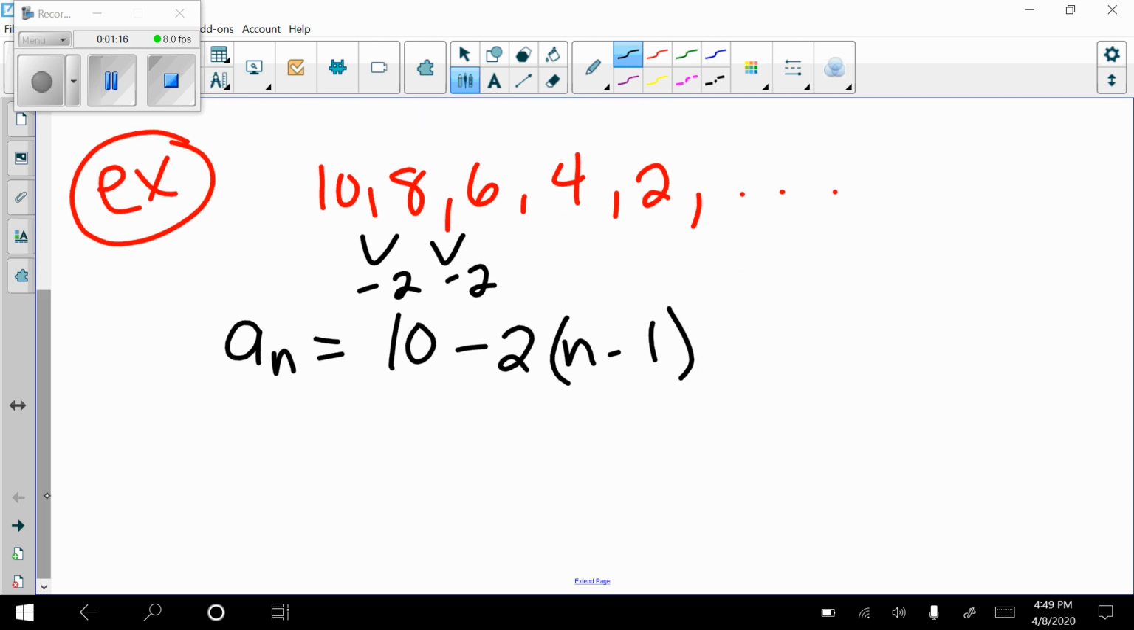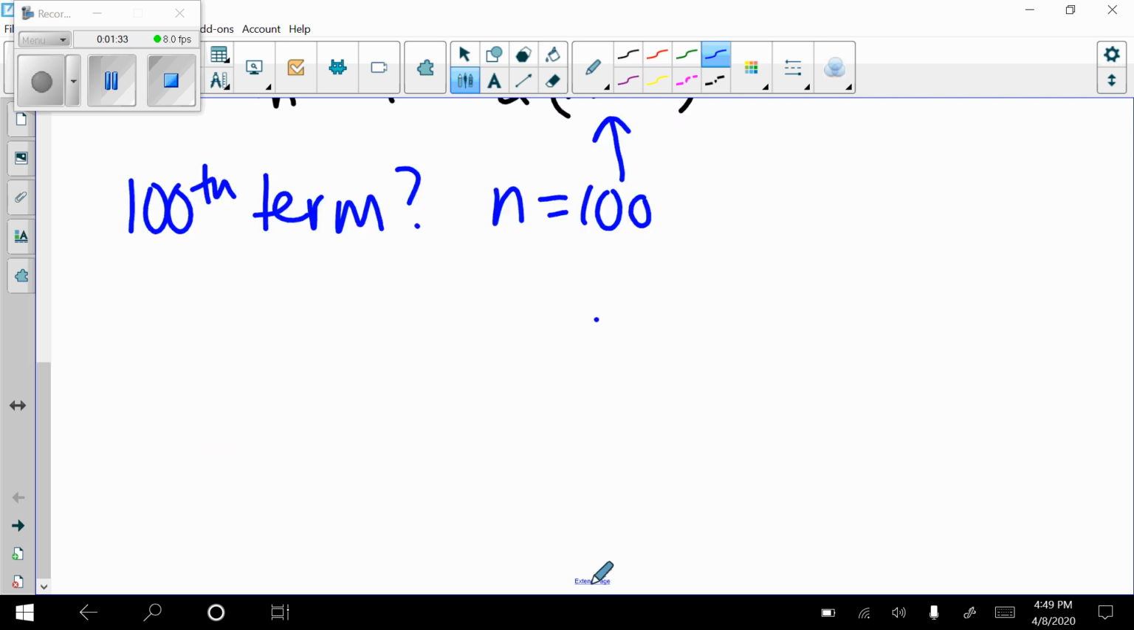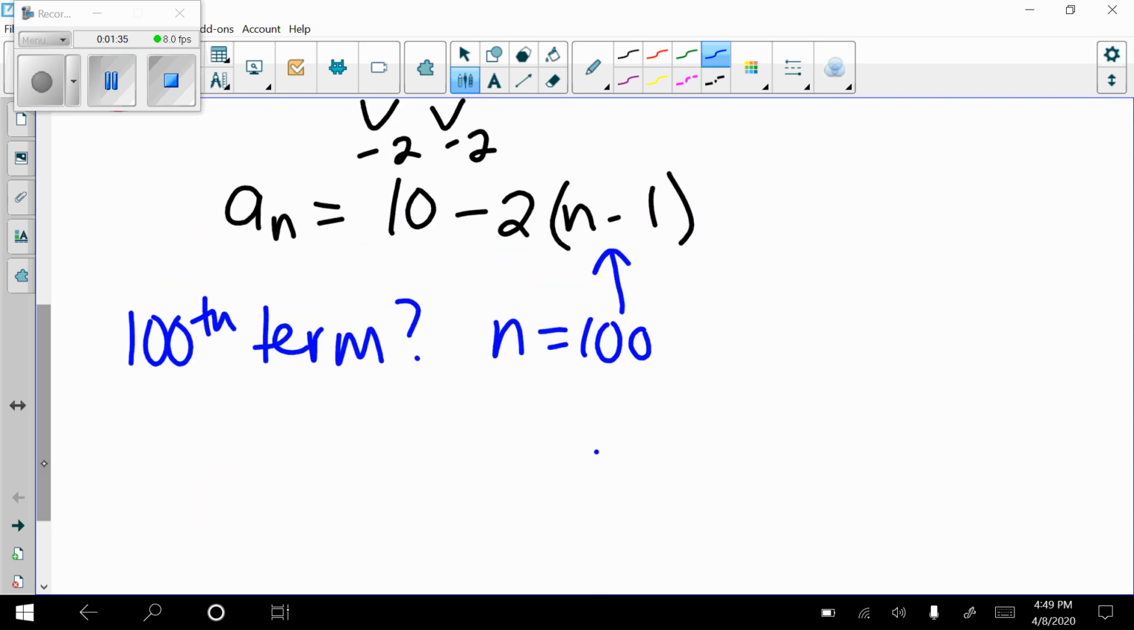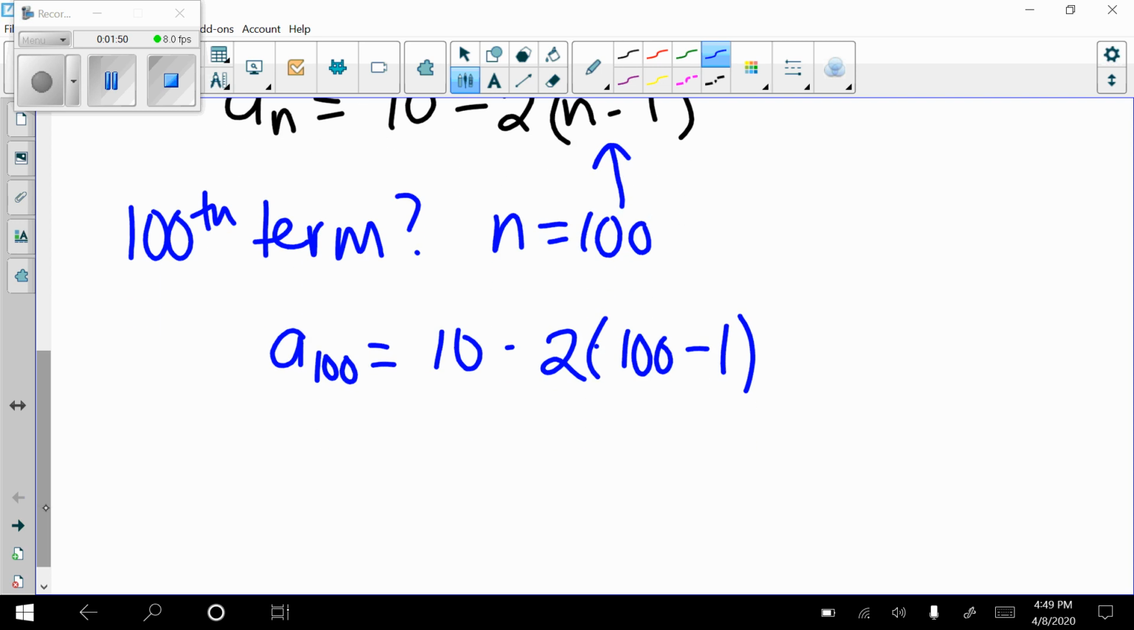So what we did this week was, what if I gave you a number to find? For example, what is the 100th term? That just means that we had to plug in 100 for n and solve. So to find that 100th term, the equation would be 10 minus 2 times 100 minus 1. And you're following PEMDAS to calculate.